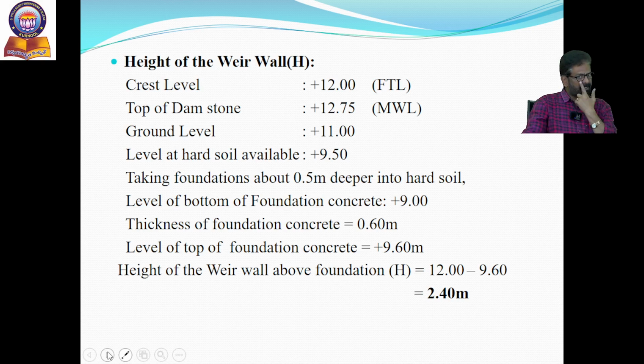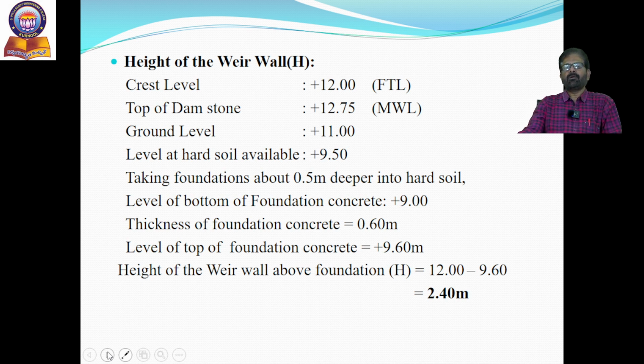Of course, the thickness of the foundation concrete is also standard as per specifications. Unless otherwise specified, the thickness of the foundation concrete should be 0.6 meter, that is 2 feet. Therefore, we will arrive at the level of top of foundation concrete as plus 9.6. So 9 meter is the bottommost level, above which if you pour 0.6 meter foundation concrete, the top of the foundation concrete would be plus 9.6 meters.